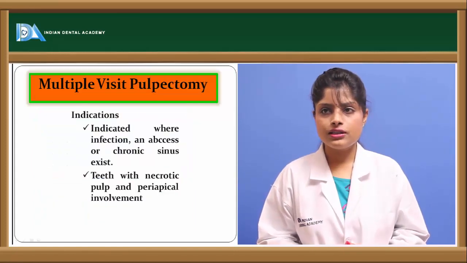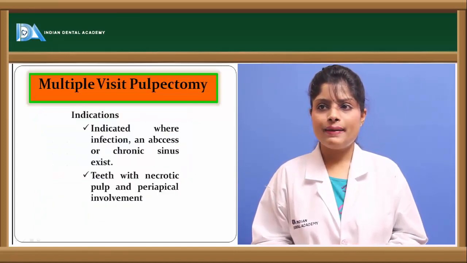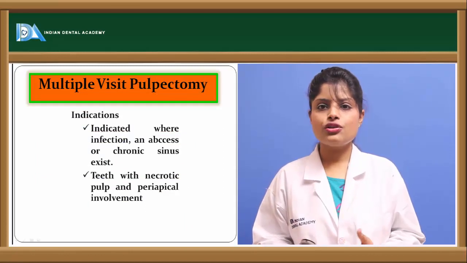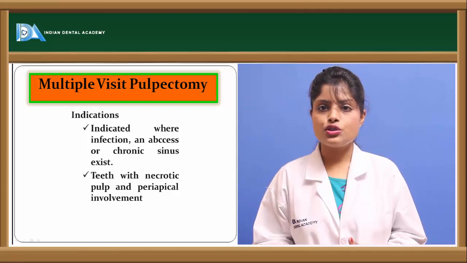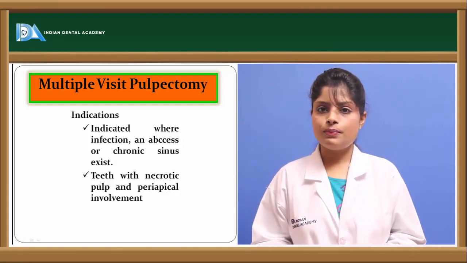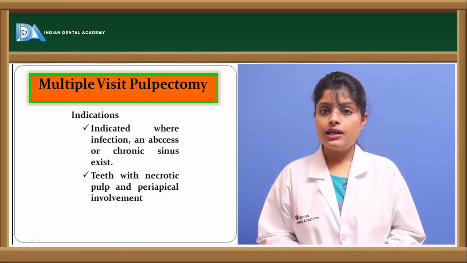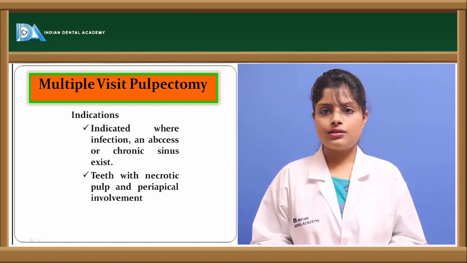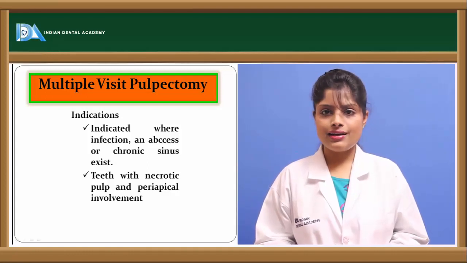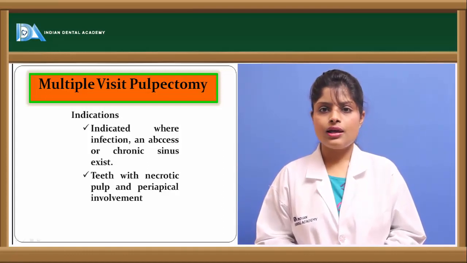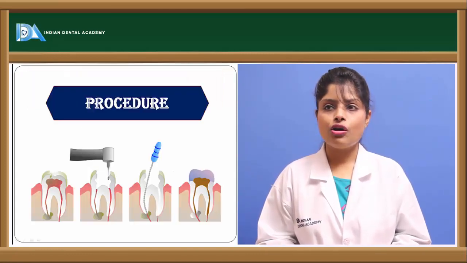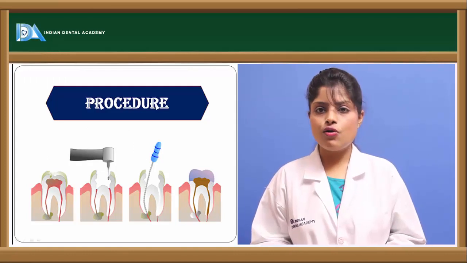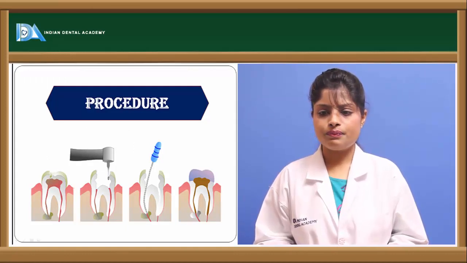Now progressing further to multiple visit pulpectomy. What are the indications for the same? If there is a periapical abscess associated with the root of the primary molar or the tooth which needs to be pulpectomized, if there is a sinus tract in the sulcus area opposite to the tooth, or if the pulp is completely necrotic with periapical involvement. In such cases, we go for multiple visit pulpectomy.